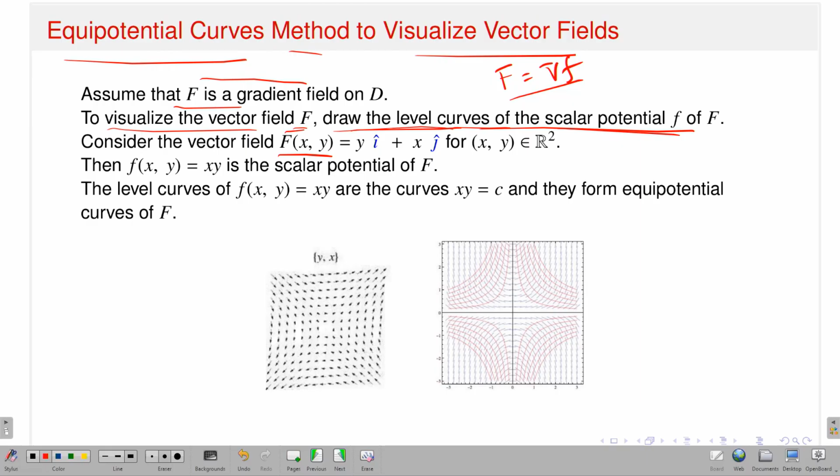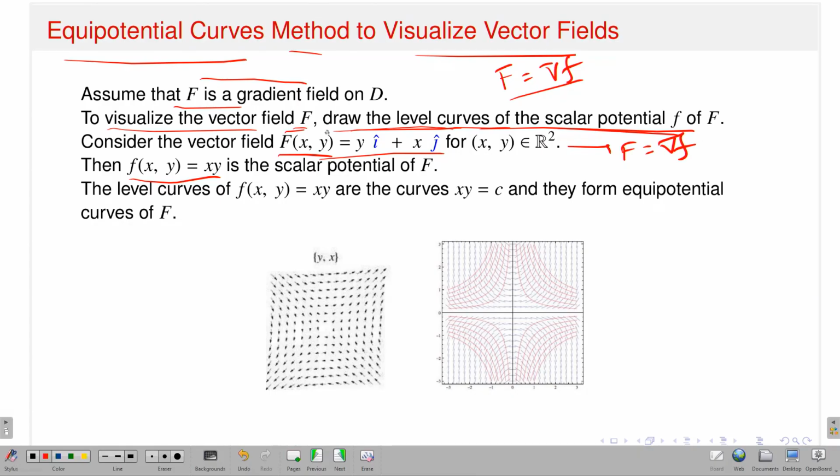For example, let me start with an example. Consider the vector field capital F, which is flipping, that means (x,y) goes to (y,x). Of course, this is a gradient vector field, and this is the corresponding scalar potential. I already discussed in my last couple of slides that if small f at the point (x,y) is x times y, this is the scalar potential, that means I can write capital F as gradient of small f.